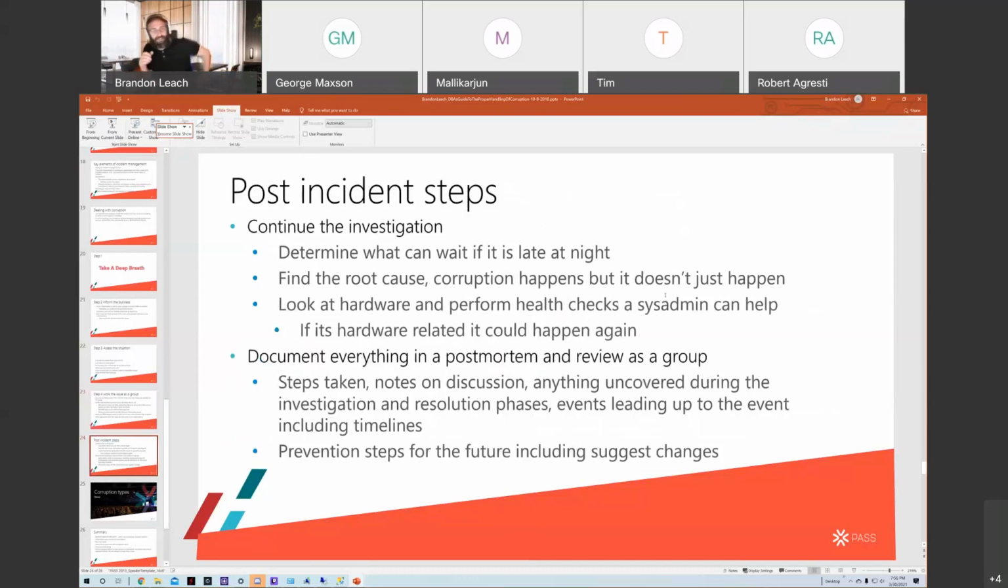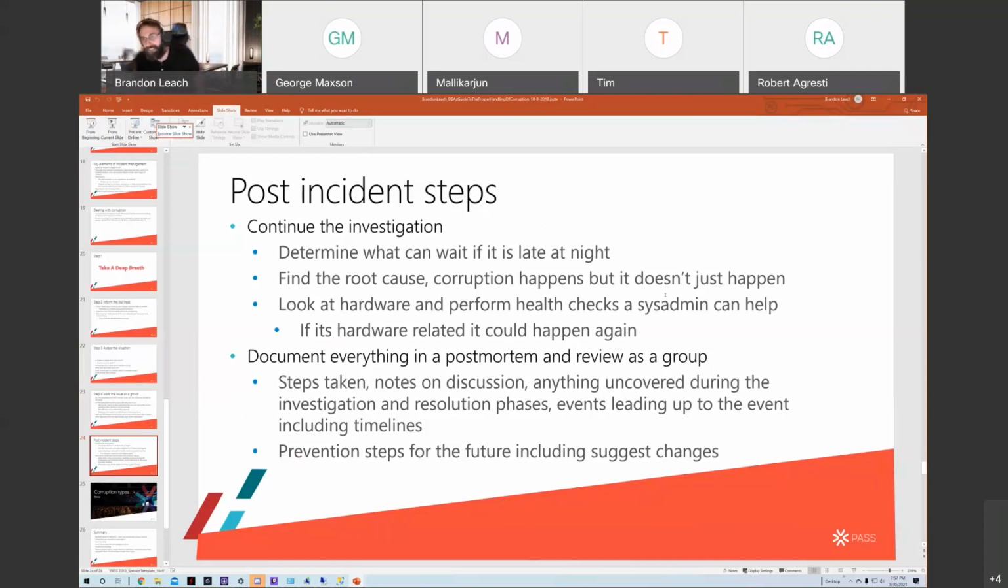So let's talk about post-incident steps, right? Once we get out of the woods, the investigation is not over. Things are running again. You've gotten rid of the corruption, but we're not actually done yet.